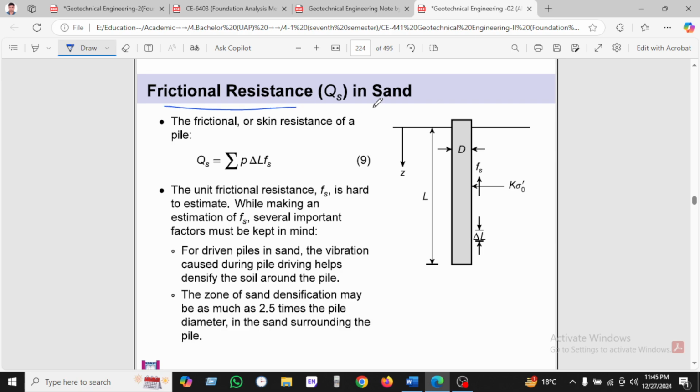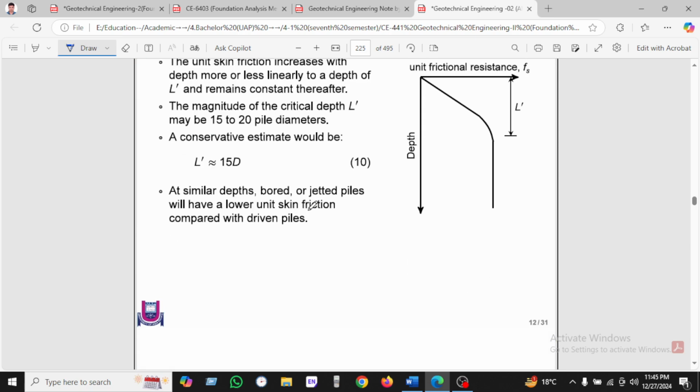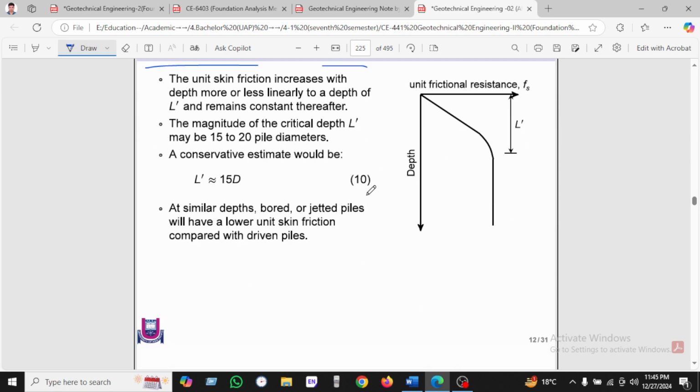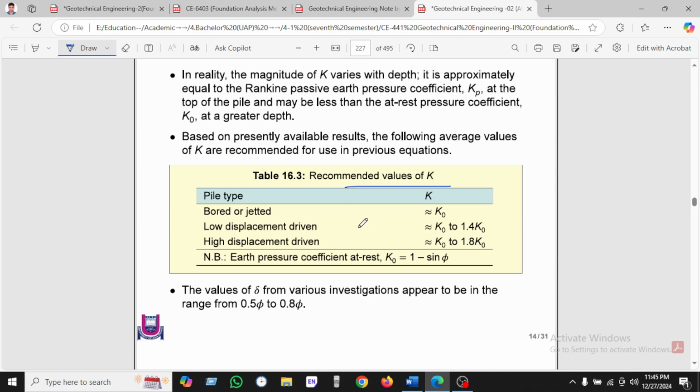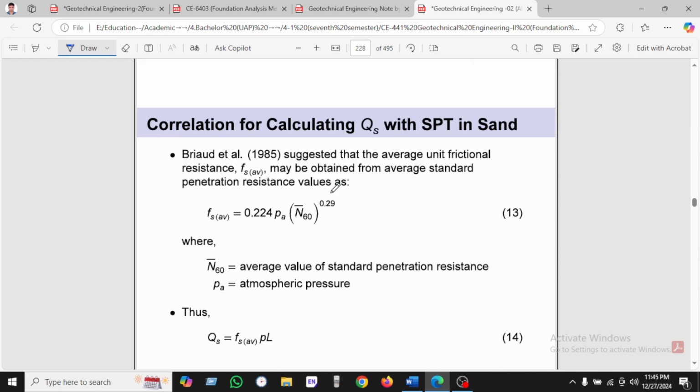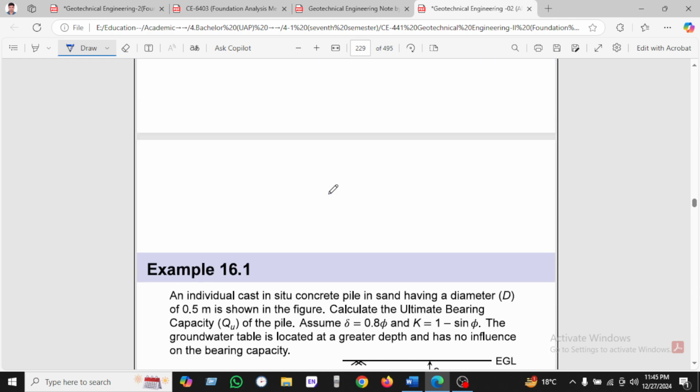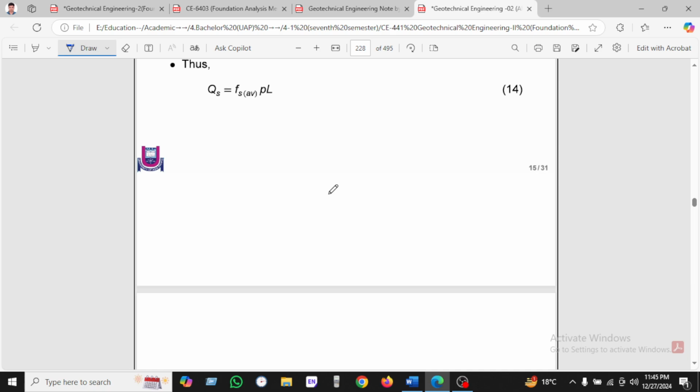The frictional resistance of sand, you can see it remains the same. And the frictional resistance of sand, this is the frictional resistance fs with phi. This is the relationship, and so many things. So let's start.